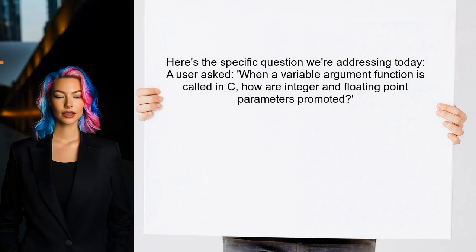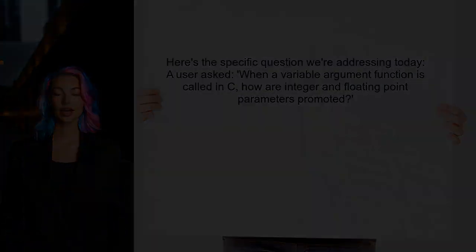Here's the specific question we're addressing today. A user asked, when a variable argument function is called in C, how are integer and floating point parameters promoted? This is a great question that many programmers wonder about.